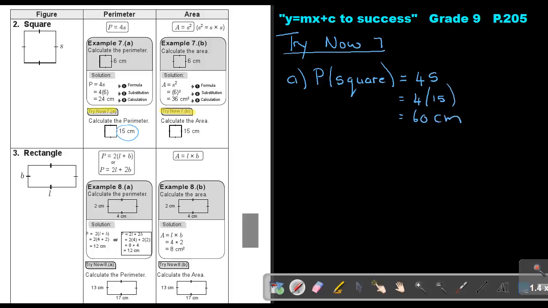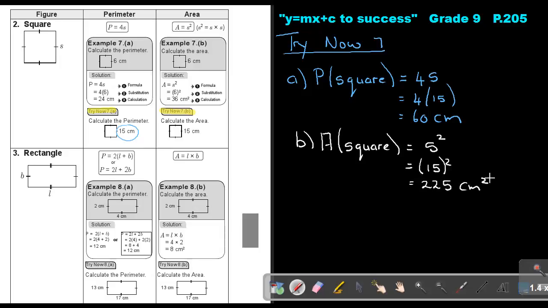centimeters. And then if we look at number B, if I ask you the area, the area of a square is equal to side squared. If I look at this, the side is still 15, then it's 15 squared, and that means 15 times 15, and that will be 225 centimeters square.